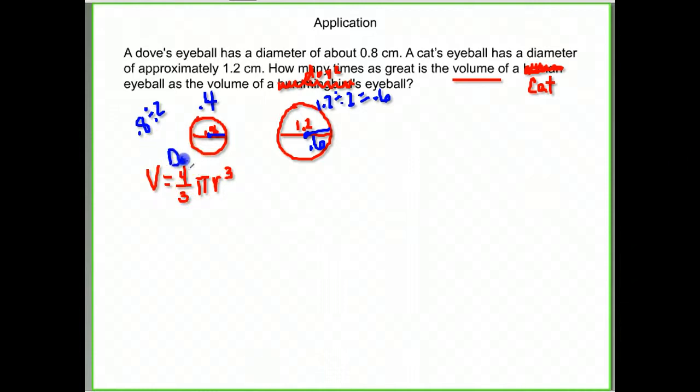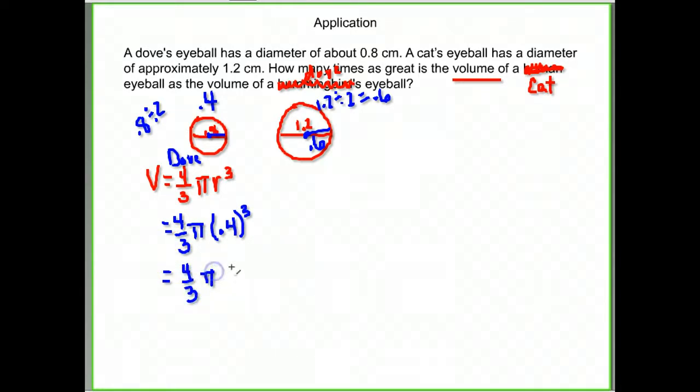Let's do the volume of a dove's eye. We do 4/3 times pi times the radius cubed. Again, our radius came out to be 0.4. Do that carefully. Know that 0.4 to the third power does not mean 0.4 times 3. It means 0.4 times 0.4 times 0.4, 0.4 multiplied by itself 3 times. I get 4/3 pi, and here I get 0.064. We want to go ahead and multiply the 4/3 and the 0.064.